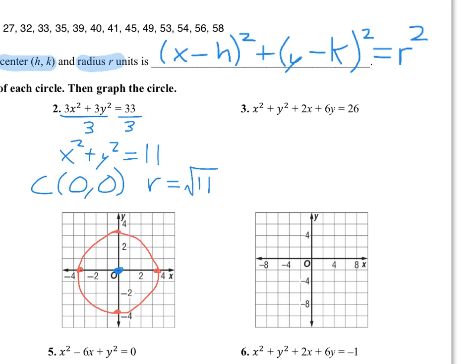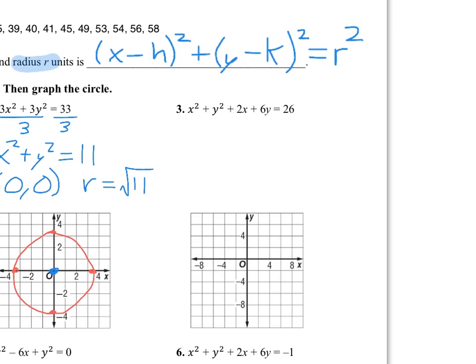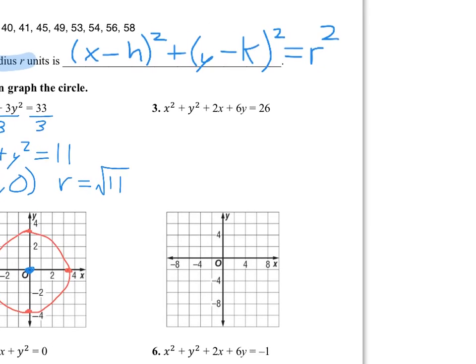Okay, for number 3, notice there's also a 2x and a 6y. So we're going to have to complete the square like we did with parabolas. So first thing you should do is put the x's together and leave a gap. Then put the y's next to each other and leave another gap.